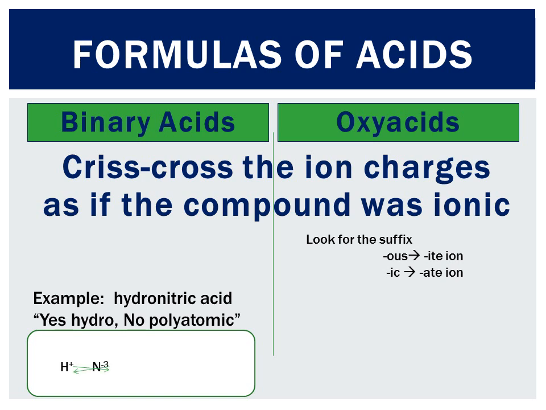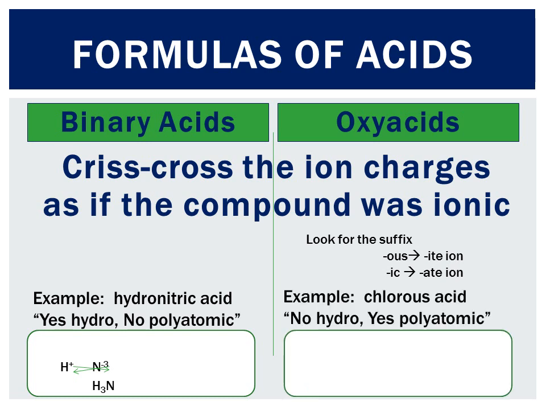Swap and drop, H3N. So look for the hydro. If there's a hydro, it means there's no polyatomic and there's no oxygen. So then I just take the H and the element, swap and drop the charges.